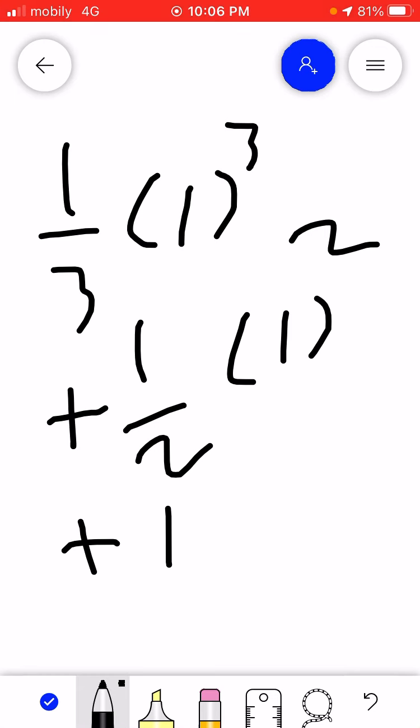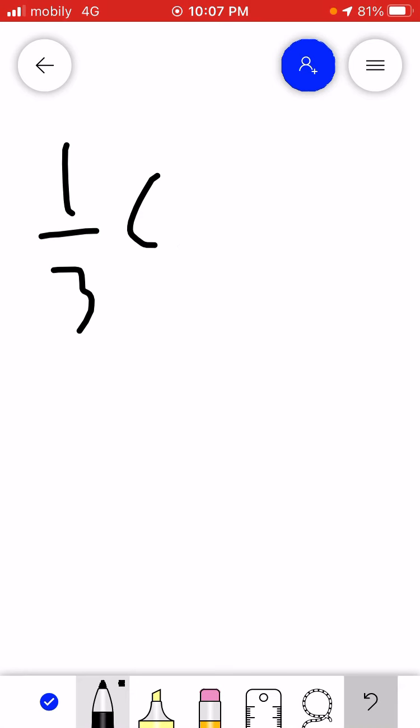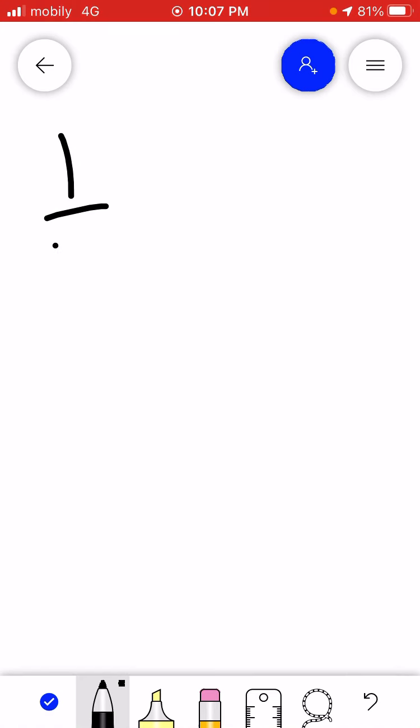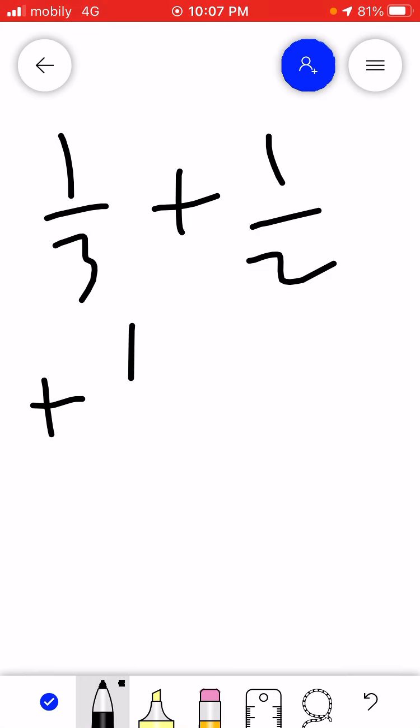After finding this, what do we get? Well, we get 1 over 3 plus half plus 1. All right, so this is what we get. All right, 1 over 3 plus half plus 1. We need a common denominator. How do we do that?